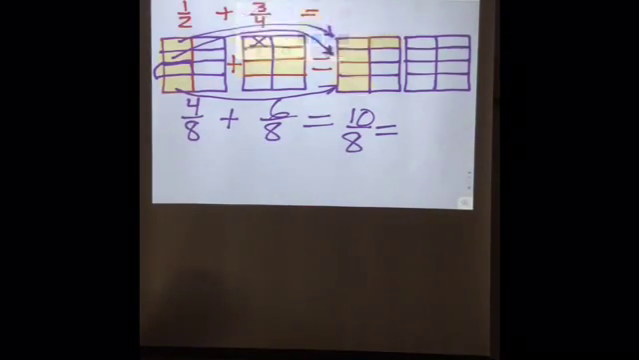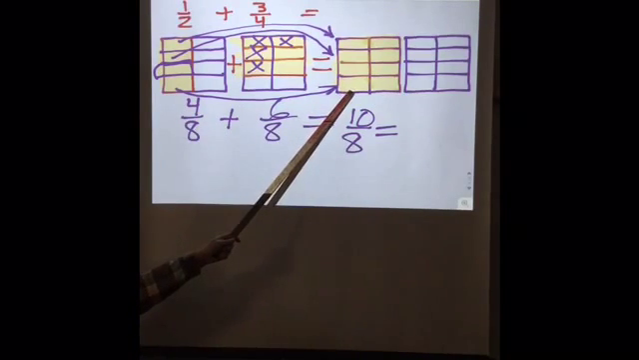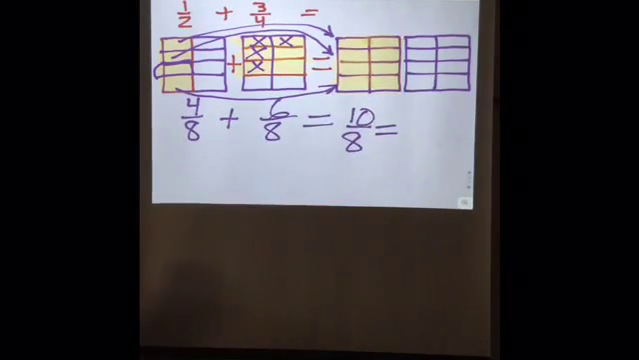So I'm going to cross this out and I'm going to shade it in right here. I'm going to cross this one out and shade it in over here. We did something similar to this not too long ago. I'm going to shade this box in here. Hey, what do I have right now? What is this? That's one whole box, right? It's all filled. So I'm going to put one here to represent that. Does that make sense?